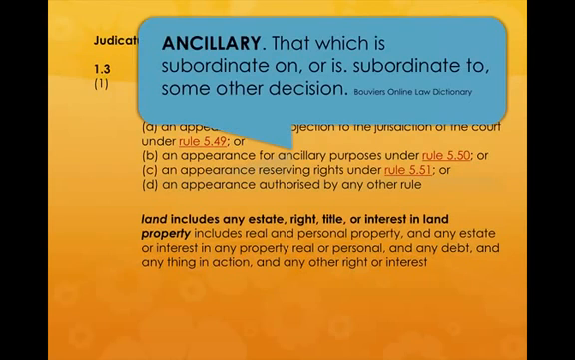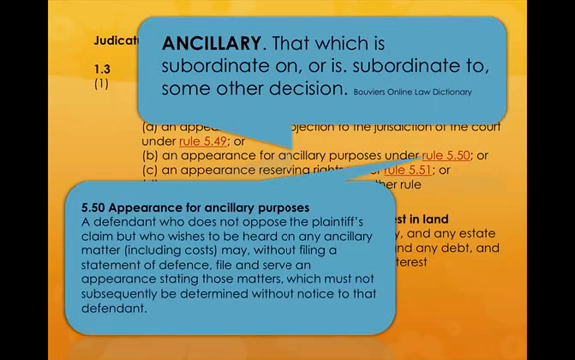Now, as I told you, we're going to look at B, an appearance for ancillary purposes. Ancillary, that which is subordinate to some other decision. That's from Bouvier's Online Law Dictionary. Okay, so we're going to make an appearance which is what? An address. Okay, an address for service, but it's subordinate. Appearance for ancillary purposes, which is the rule we're going in under.